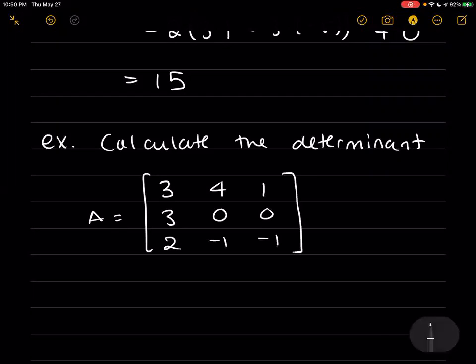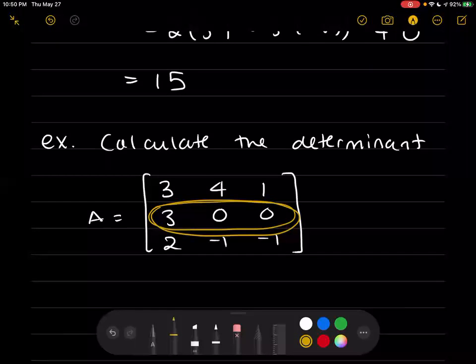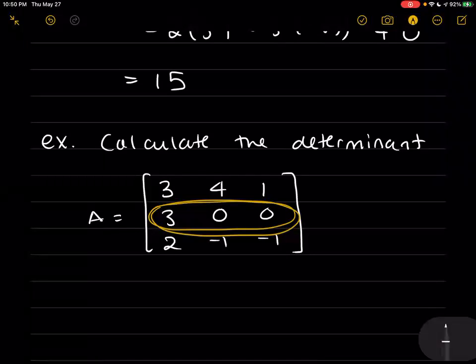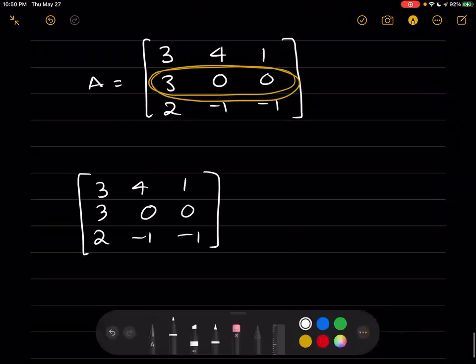Okay, so you notice there are 2 zeros. They're both in the middle row, right? So we're going to end up wanting to focus on that one because, as I mentioned previously, when we do this, those zeros will mean that we don't have to do the elimination for some of those columns. So let's go ahead and look at that. So we do 3, 4, 1, 3, 0, 0, 2, negative 1, negative 1. We're going to go ahead and focus in on the middle row because it's got those zeros. It's going to be very convenient for us.